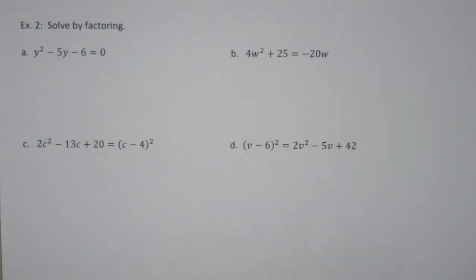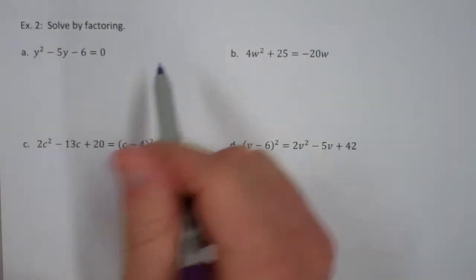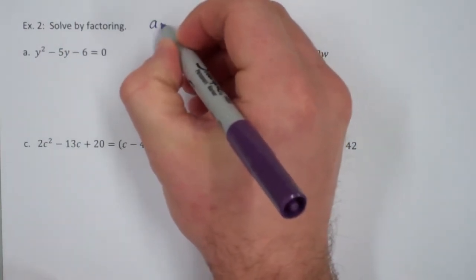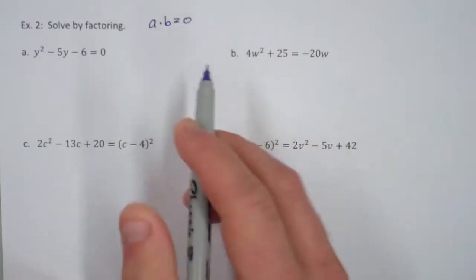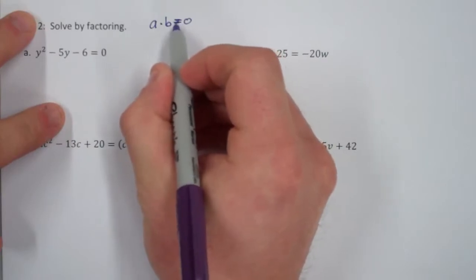In example 2, we want to solve each one of these quadratic equations by factoring. So let's see if we can do that. Our goal is to get something that looks like this: A times B is equal to 0. That should be an equal sign.